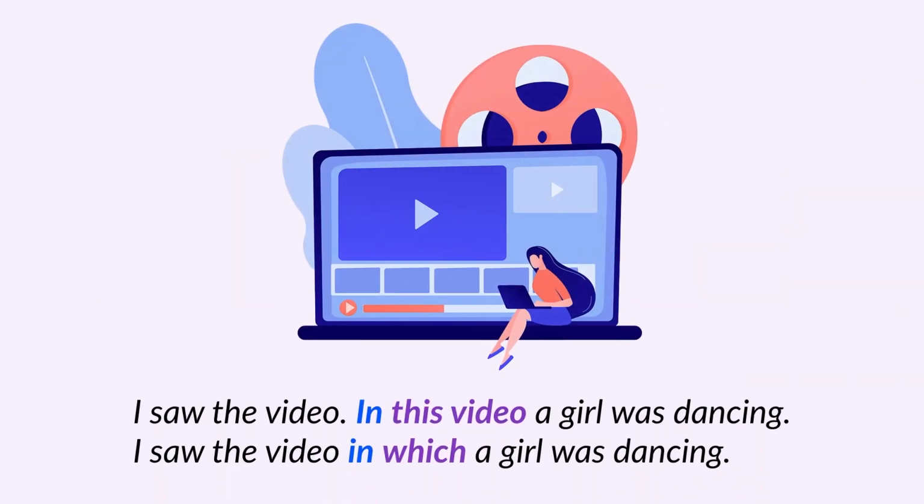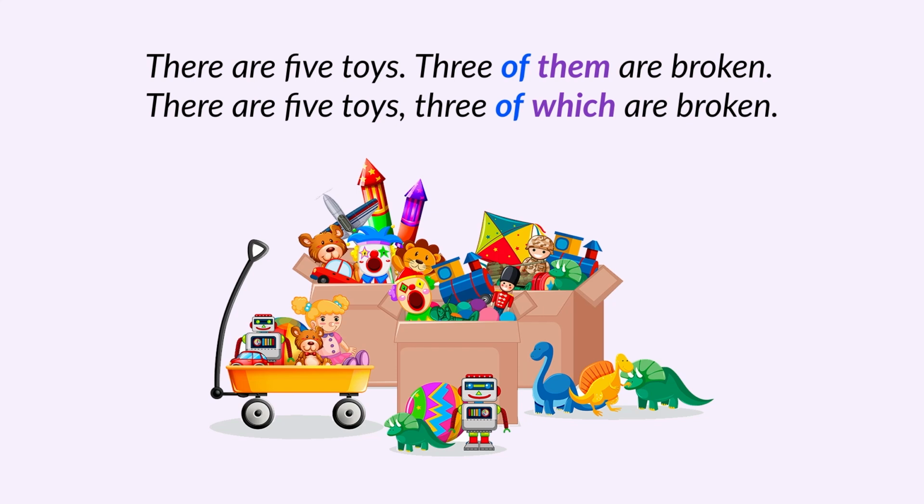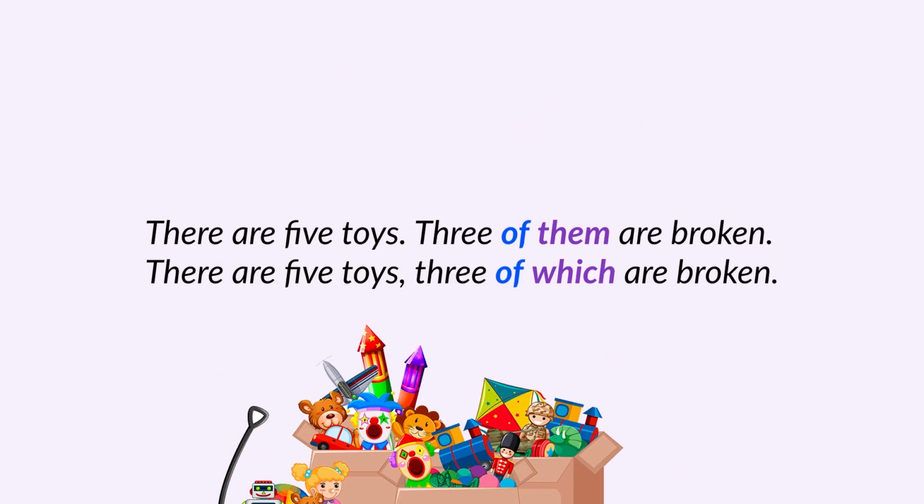I saw the video. In this video, a girl was dancing. I saw the video in which a girl was dancing. There are 5 toys. 3 of them are broken. There are 5 toys, 3 of which are broken.